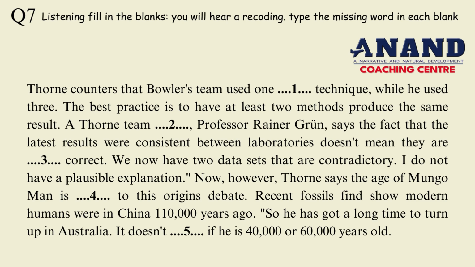Now, however, Thorne says the age of Mungo Man is irrelevant to this origins debate. Recent fossil finds show modern humans were in China 110,000 years ago, so he has got a long time to turn up in Australia. It doesn't matter if he is 40,000 or 60,000 years old.